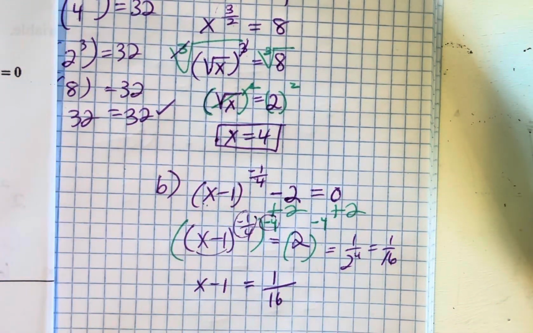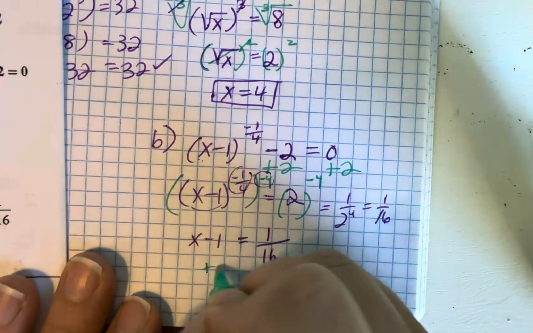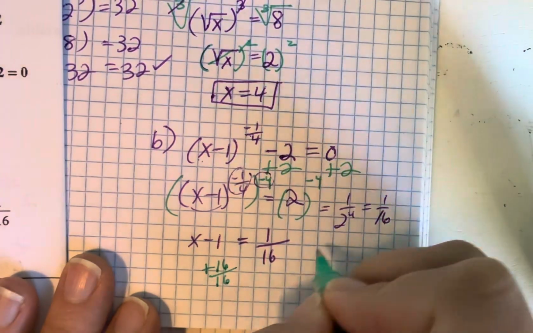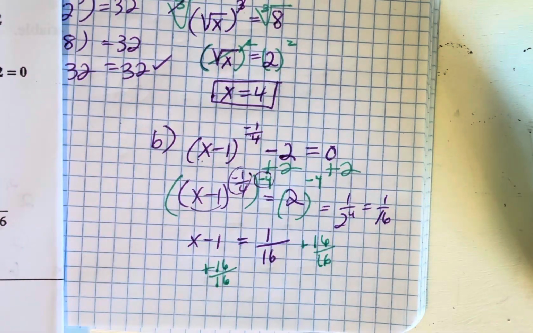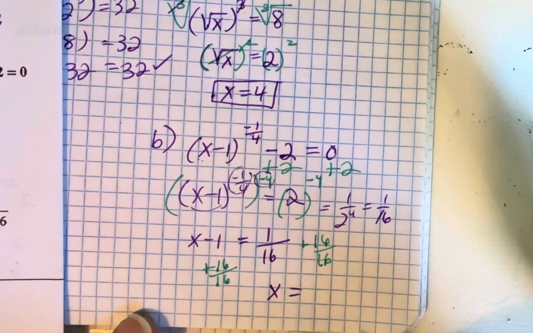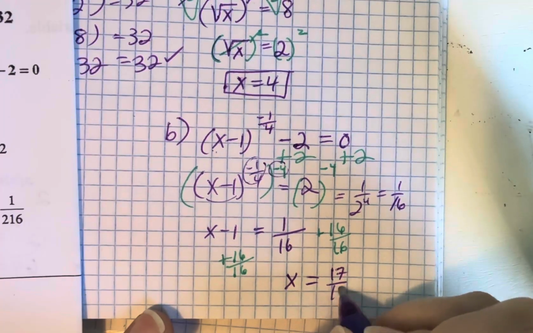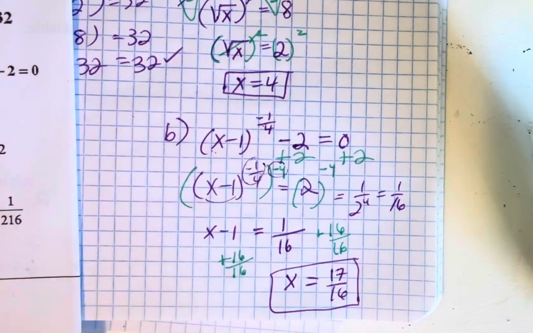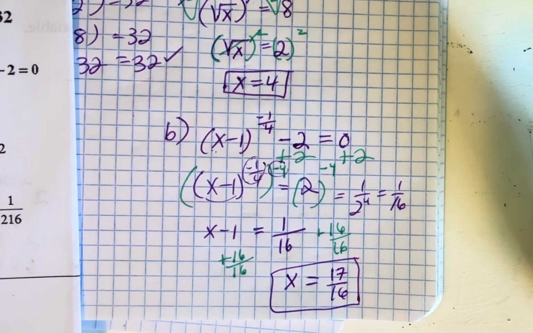So a lot of stuff just happened, okay? If I add 1 to each side, if I want to sort of make this a little easier on myself, as I add it, I'm going to rewrite it as 16/16. That way I have a common denominator. It's amazing how much having common denominators matters again now that we're in pre-calculus. And when I add these two fractions together, I get 17/16. Okay, so that's the answer to part B.